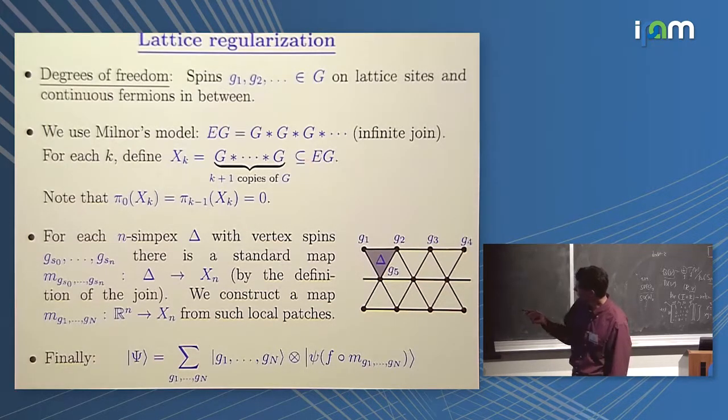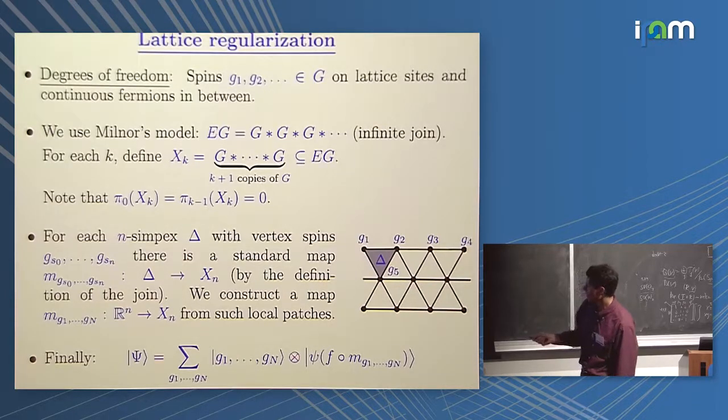But for those who actually know this thing, when we have a join of k plus 1 copies of G, then this space is k minus 1 connected. And also by construction on the join, given a simplex, an n-simplex, and group elements assigned to the vertices of that simplex, we have a map from the simplex to Xn. That is basically how this Xn is defined. Now, imagine we have a spin configuration on all the vertices. For each simplex, we have a local map from delta to Xn. And by patching those maps together, we get a map from the whole plane to Xn. And Xn is a subset of EG because we can embed Xk into EG.